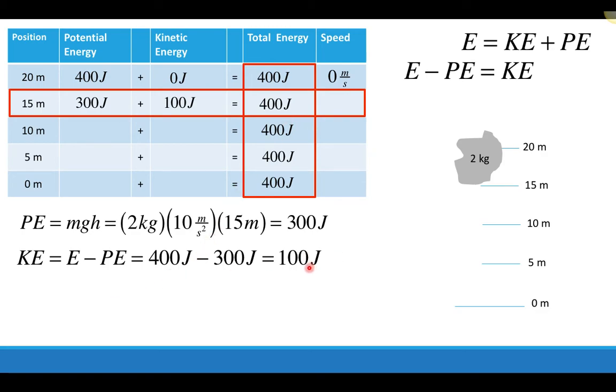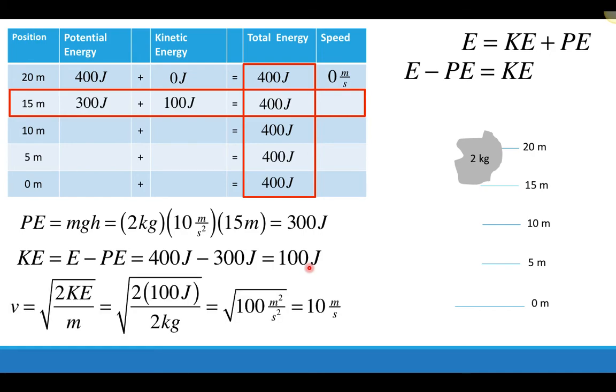Once I know the kinetic energy of my system, I can figure out the speed, because if I know the kinetic energy and the mass, the speed is just the square root of 2 times the kinetic energy over the mass. So this would be 2 times 100 over 2 kilograms. This would be the square root of 100, which is just 10 meters per second.